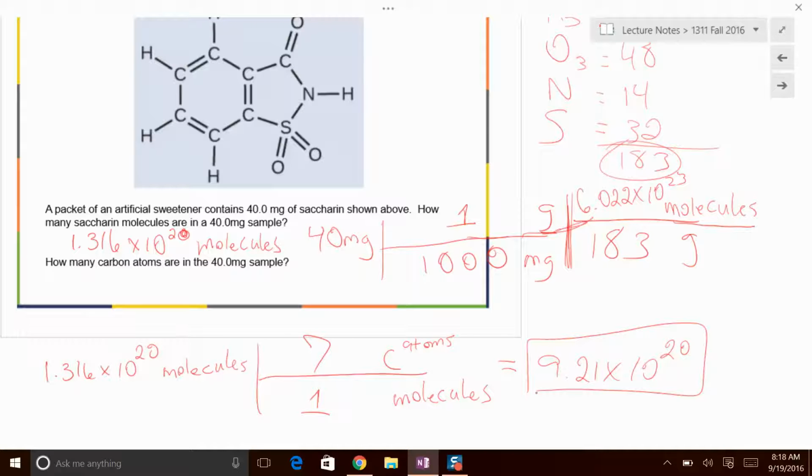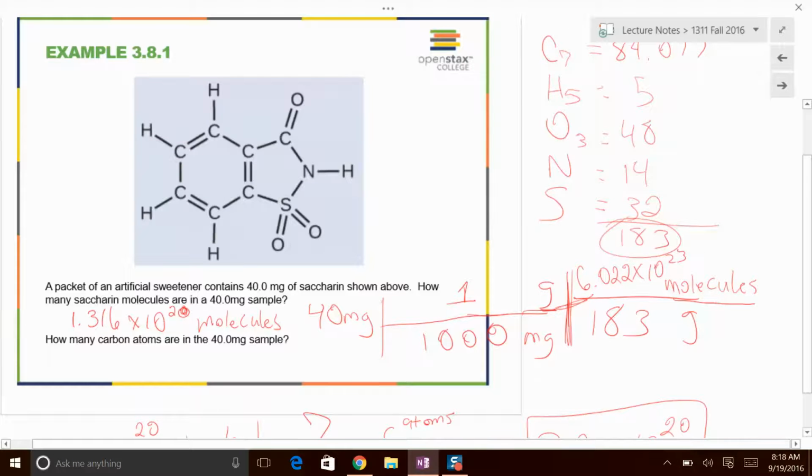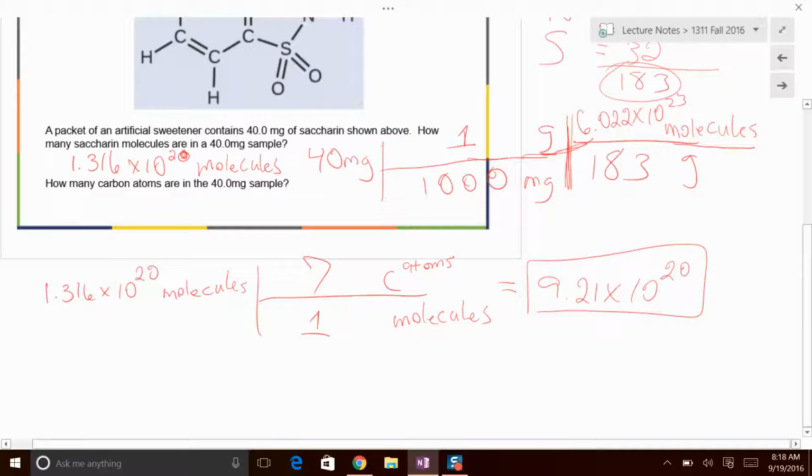How many nitrogens are there for every one of these molecules? Just whatever's there. It's just 1. So this would be the answer, because it would be 1 to 1. Hydrogen was 5. So if it was asking me how many hydrogens are in this, then I put a 5 there: 5 hydrogen atoms for every one molecule.